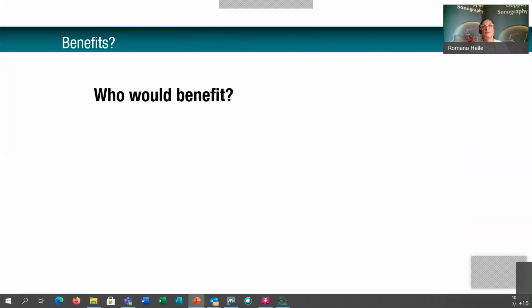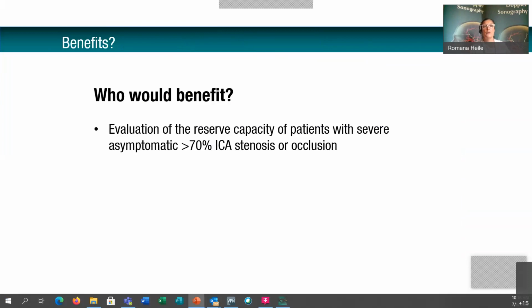So what is the benefit of doing this test? Who will benefit? First of all, this is used to evaluate patients who have a 70% carotid stenosis, internal carotid stenosis, or maybe higher, and sometimes an occlusion. In this case, if the reserve capacity is exhausted, that means that the stenosis or occlusion definitely has to be treated, most probably in a surgical way.